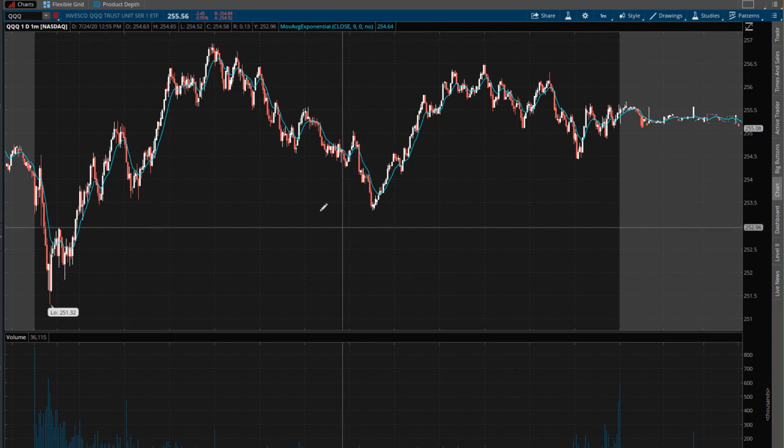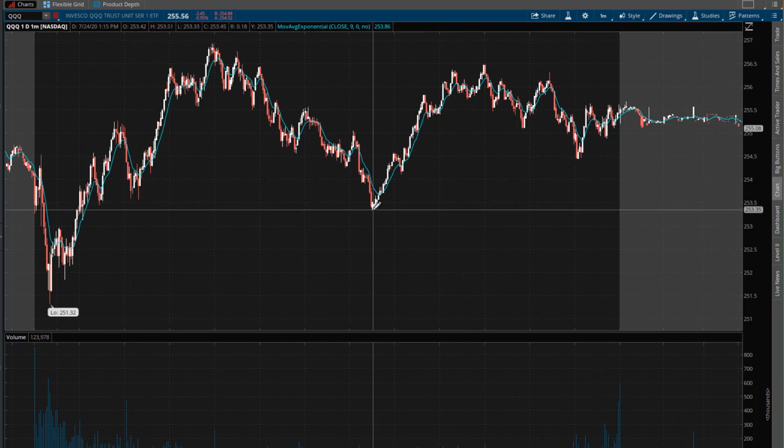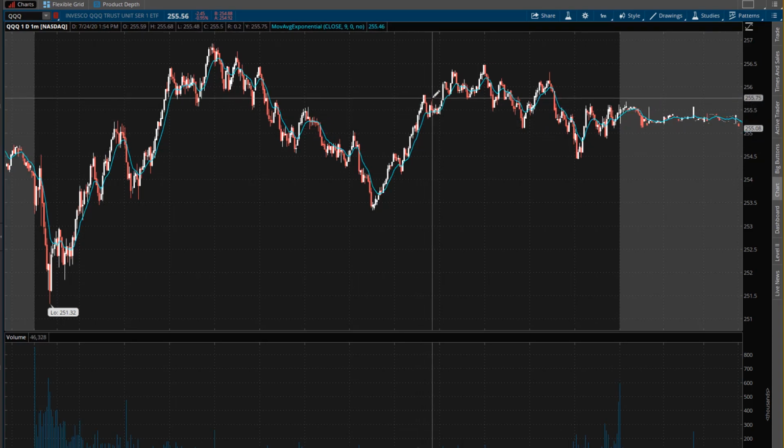So if you guys can notice, we're looking at the 1 day, 1 minute chart. So we're looking at what's going on every single minute for the day. You could see that when the candles go above the EMA line, it typically has an upward direction, right?